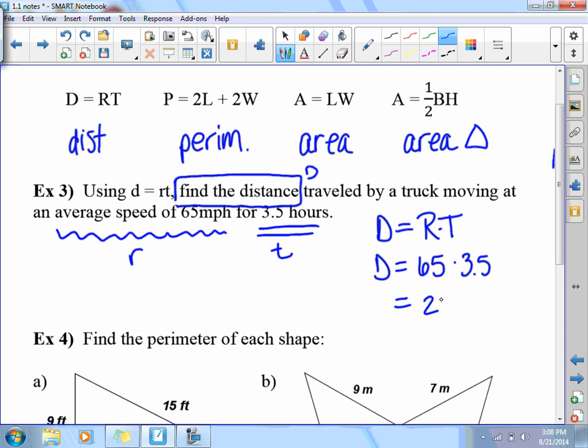227.5. Now remember, for word problems, you also need a label. And if we're finding distance, we've got hours up here for our time, and we had miles per hour. So that must mean my distance is miles.